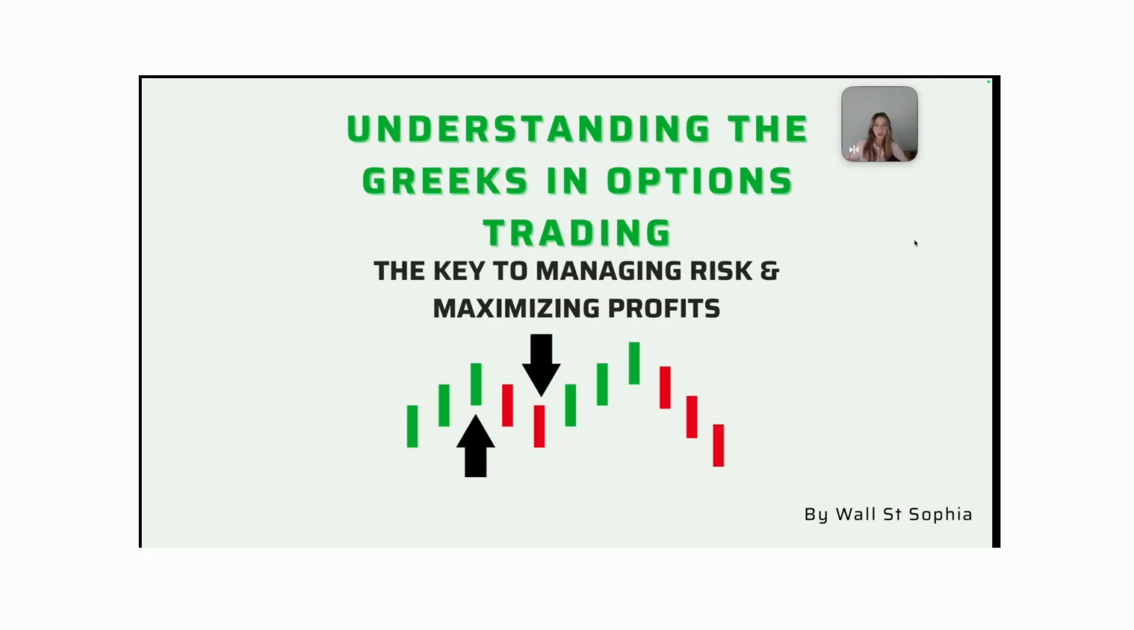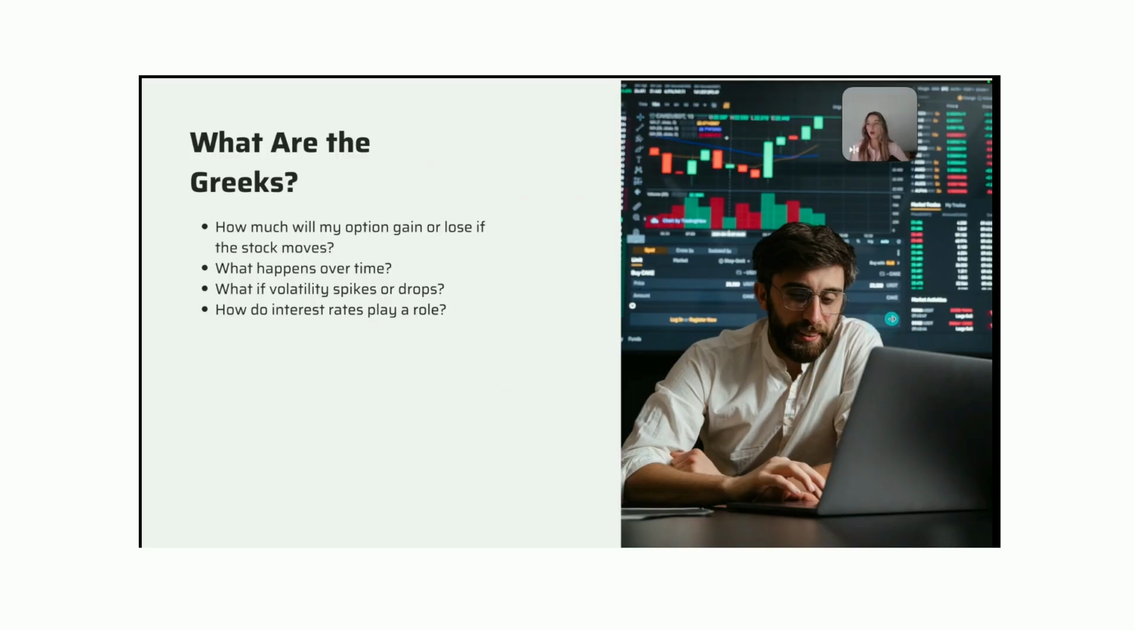If you do not understand how the Greeks work, you are not going to be profitable. So listen up, grab your paper, grab your pencil, start taking notes. So first things first, what even are the Greeks? How much will my option gain or lose if the stock moves? What happens over time, with those expiration dates, what happens to those contracts? If volatility spikes or drops, how do interest rates play a role in options contracts? I'm going to answer all of these and we're going to get straight into it.